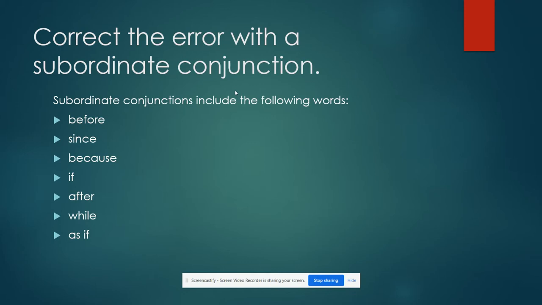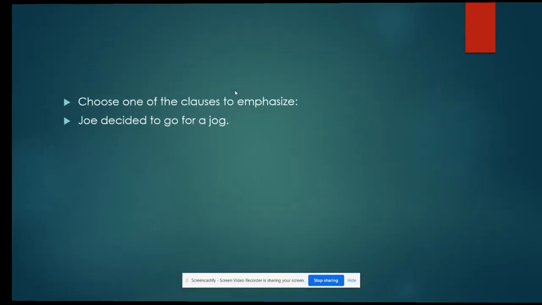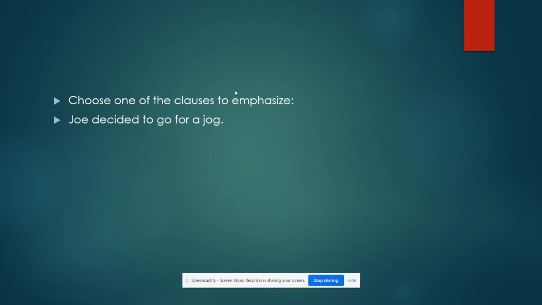Another way you can correct these two errors, the comma splice and the run-on sentence, is with a subordinate conjunction. So remember those? They look a lot like prepositions, but they introduce whole clauses. Words like before, since, because, if, after, while, as if. So your first step is to choose one of the clauses to emphasize.